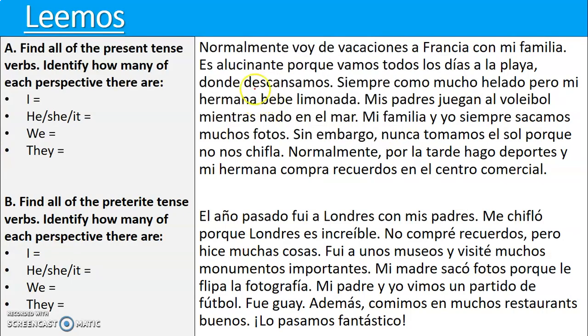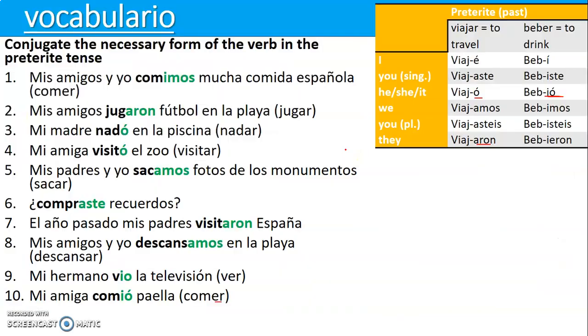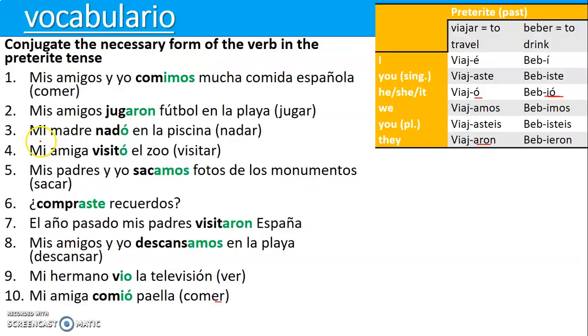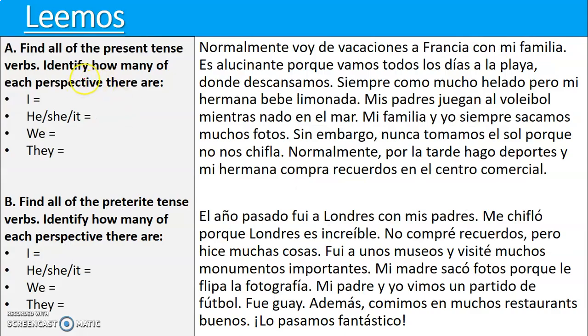And I'd like you just to find all of the verbs in the text. So the verbs are these words here, the first words, the words that are underlined, and it's also the words which you've been filling in here. So find all the verbs and tell me how many of the I form there are, how many of the he, she, it form there are, how many of the we form there are, and how many of the they form there are.